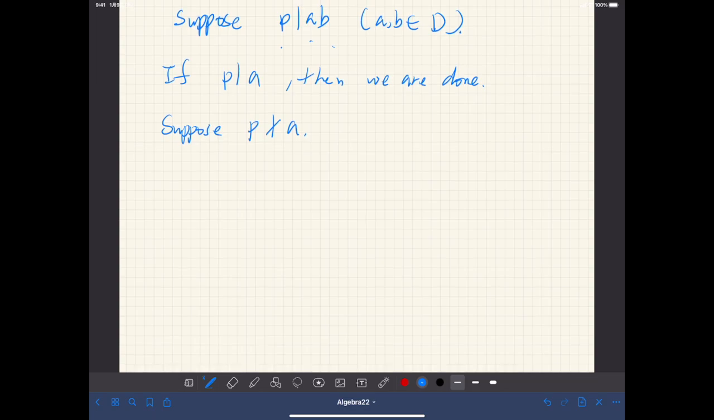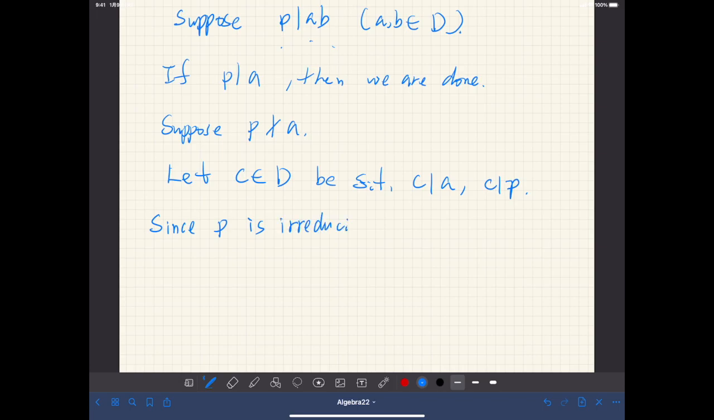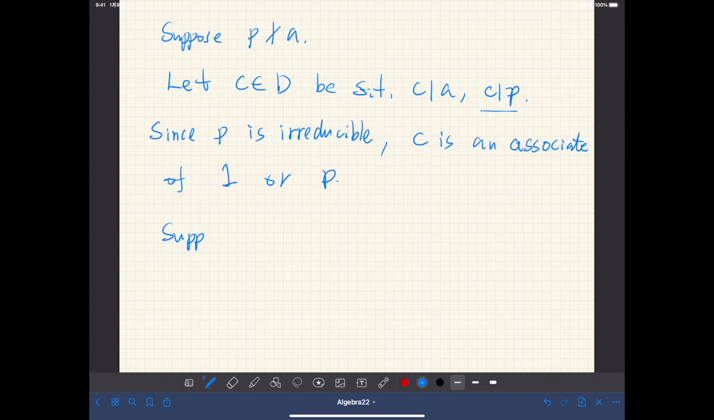So to show that, let C be an element such that it is a common divisor of A and P. And since P is irreducible, from here we can see that C is an associate of 1 or P. So suppose C is an associate of P.